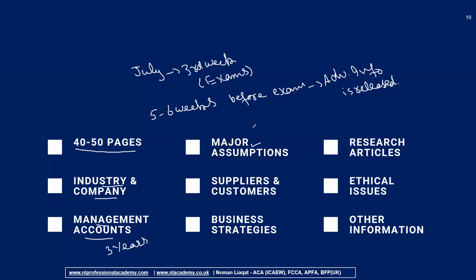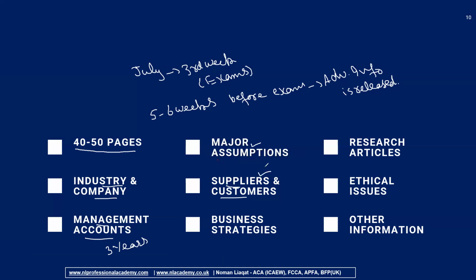Then there will be some major assumptions of preparing your financial statements, assumptions of preparing your management accounts basically, assumptions regarding your revenues, costs, your profit, and some other areas. Then we will be having information about the suppliers and customers as well. Yes, sometimes some information is given, sometimes some information is not given. I generally mention what is normally given to us in exam advanced information.